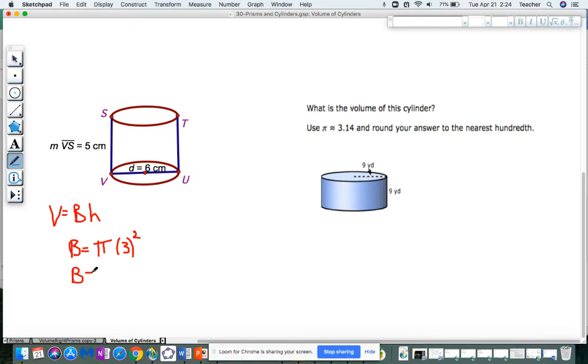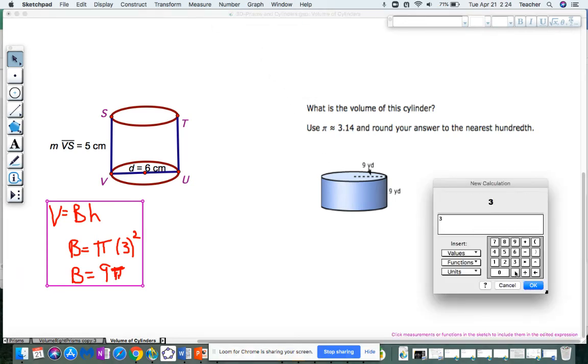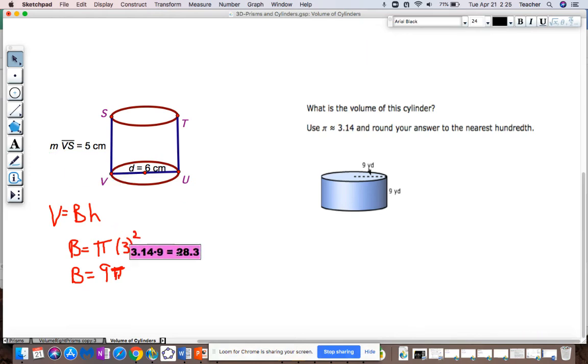Now, ACT would tell you 9 pi, and that would be good enough. On the assignment you're going to do, it wants you to use 3.14. Now, pay attention. Some of them may want you to do that, some of them may not, but just pay attention, follow directions. So that's 3.14 times 9, and there's that 28.26 or 28.3, depending on how you round it. That's the area of the base.